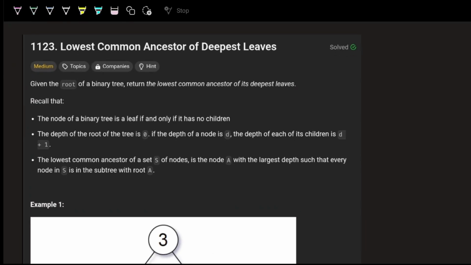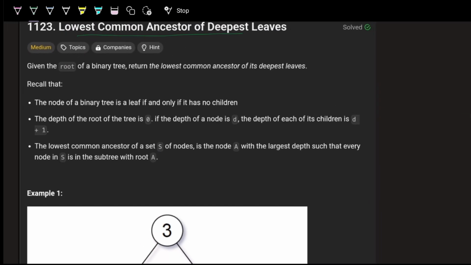Welcome to today's LeetCode problem, and today's LeetCode problem is named Lowest Common Ancestor of Deepest Leaves. So this is a problem related to the binary tree basically. What we are given is the root of the binary tree, and we have to return the lowest common ancestor of its deepest leaves.